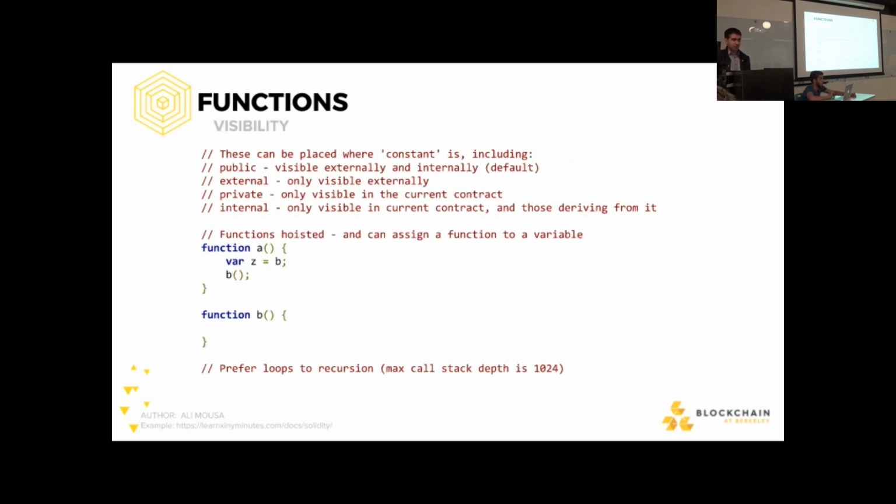So we also have visibility attributes. You've seen this in other languages. Pretty self-explanatory. Public you can see externally and internally, which is the default for all functions. You want to be explicit in Solidity about your visibility so that it's extremely clear to whoever's looking at your code who has access to that function. External is only visible externally. Private is only visible in the current contract. And internal is visible in the current contract, but those deriving from it as well. And we will talk about inheritance, which is kind of relevant to that.